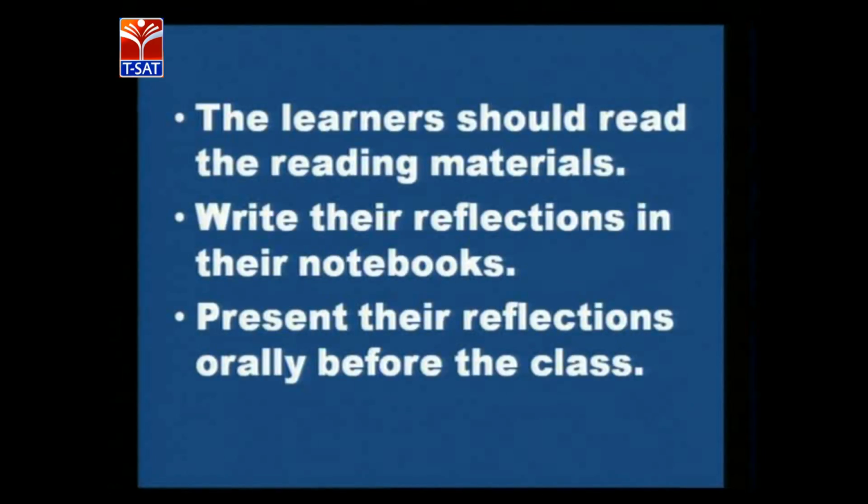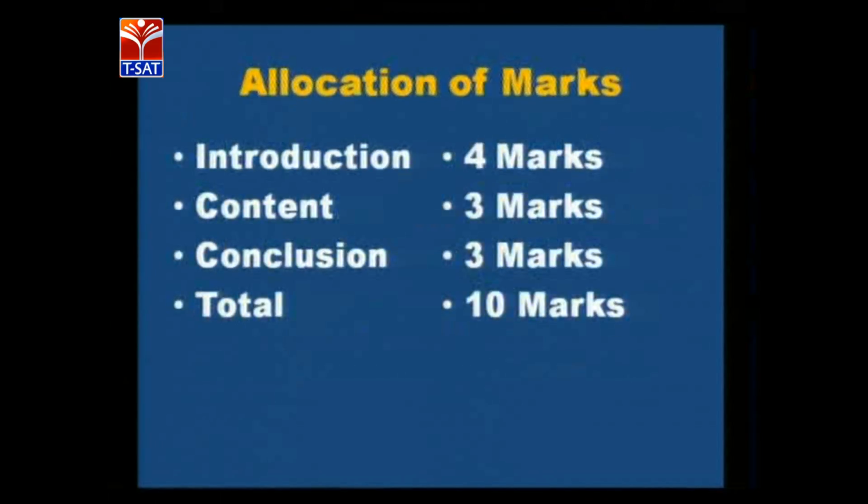The learners should read the reading materials, write their reflections in their notebooks, and present their reflections orally before the class. This is the activity of reading and reflection, and based on that you can allocate marks this way. For introduction you may allocate 4 marks, content 3 marks, conclusion 3 marks, total 10 marks. This reading and reflection can be assessed for 10 marks.